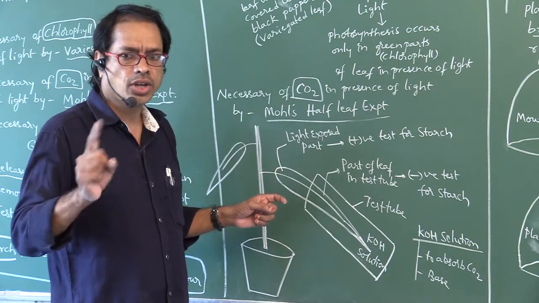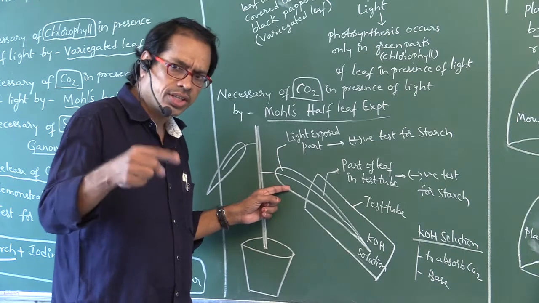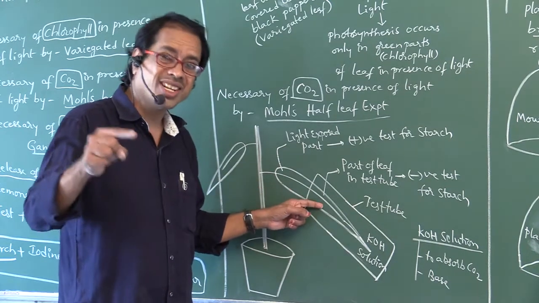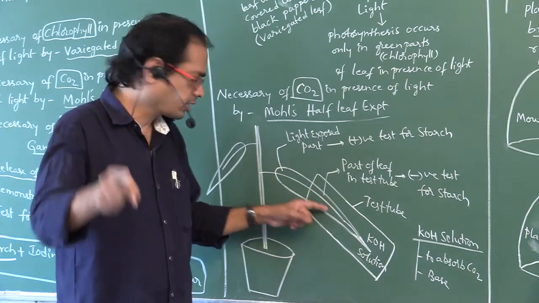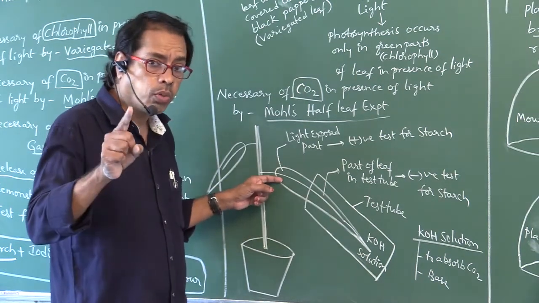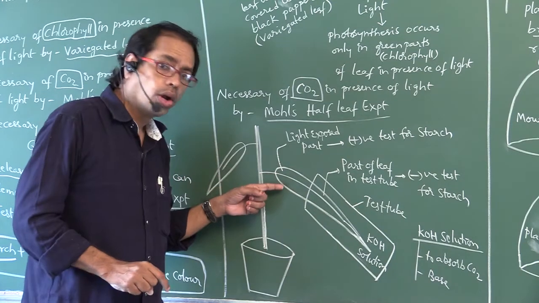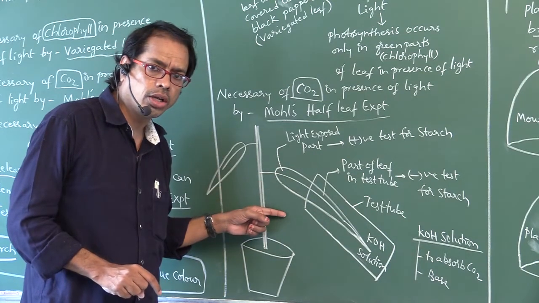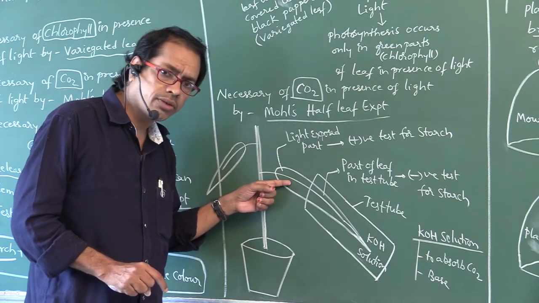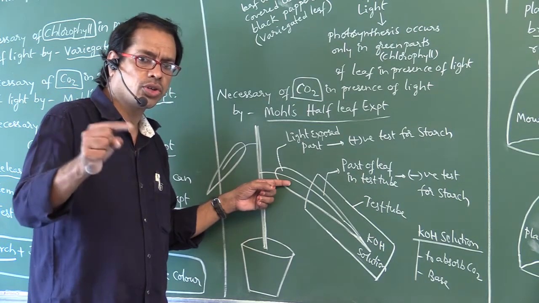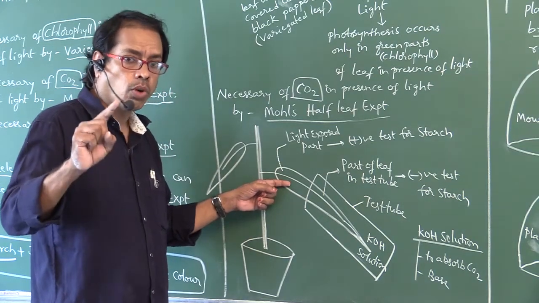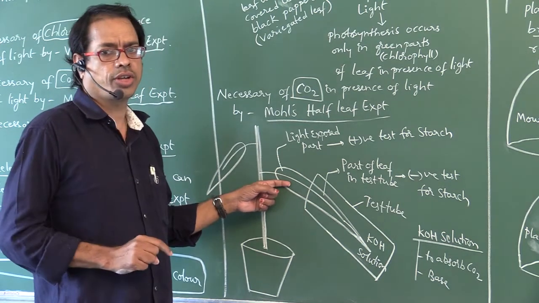Positive test for starch. So here starch is synthesized, here starch is not synthesized. This part will give a negative test. This part will give a positive test. So the lower part of the leaf, the part exposed to sunlight, will give a positive test for starch.